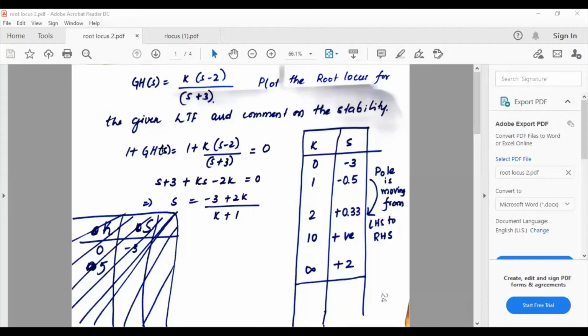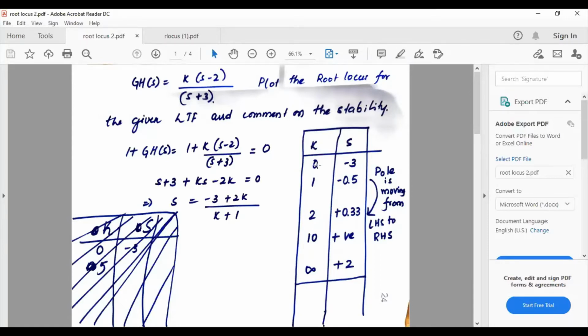We formulate the characteristic equation by considering the denominator polynomial. So we get 1 plus G(s)H(s) as this equation. Then rearrange for s equal to. Fine. So just glance at it once. This is s equal to (minus 3 plus 2k) divided by (k plus 1). So I will find the values of poles or the characteristic roots for different values of gain k.